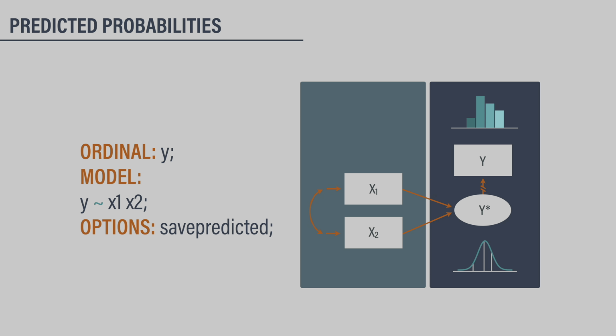Finally, when using the save command to create multiply imputed data sets, listing the save predicted keyword on the options line writes individual level predicted probabilities for each category. Probit models are simple to think about because the latent response variable is scaled like a z-score. However, many of us instead learned about logistic models in our regression classes.